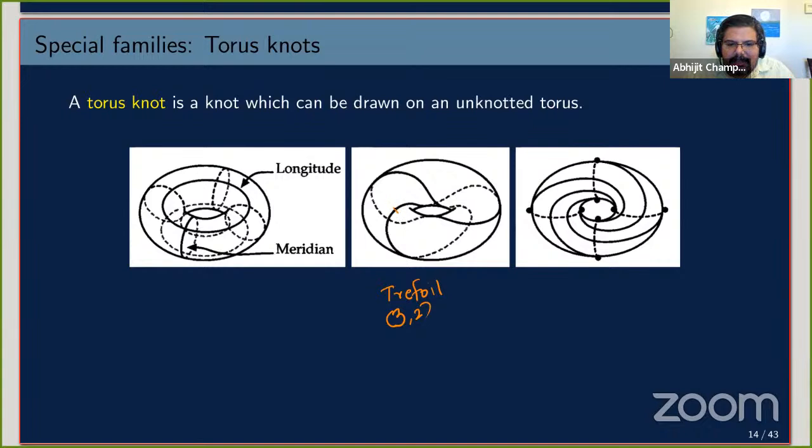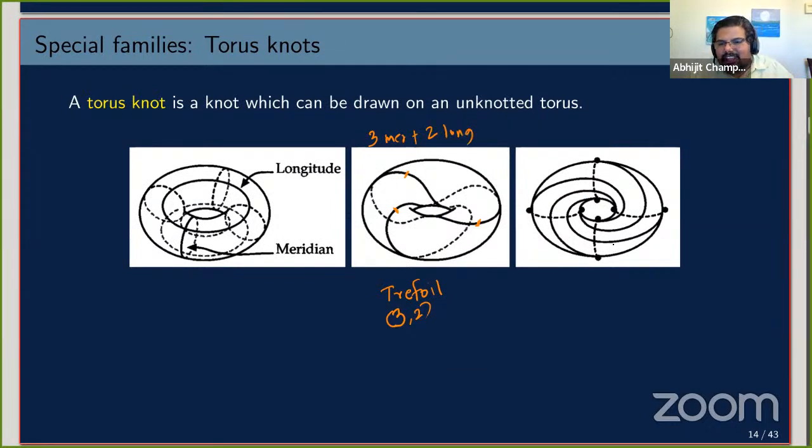So you can see that if you start over here, it is going down and then it comes up. One time it has gone around the meridian, then it goes a second time, then it comes up. That's the second time it has gone around the meridian, and now it goes down again, and then it has come up. That is the third time it has gone around the meridian. And similarly, you can check that it is going twice around the longitude. So this is three times meridian plus two times the longitude.